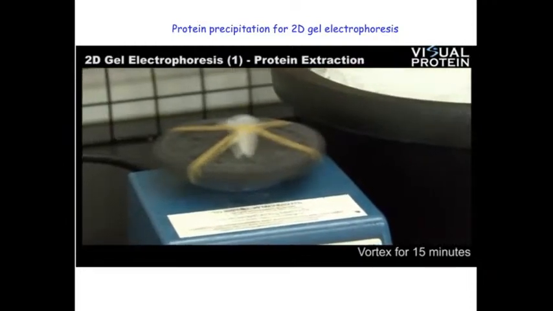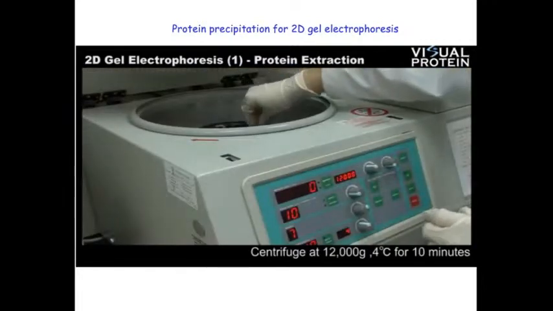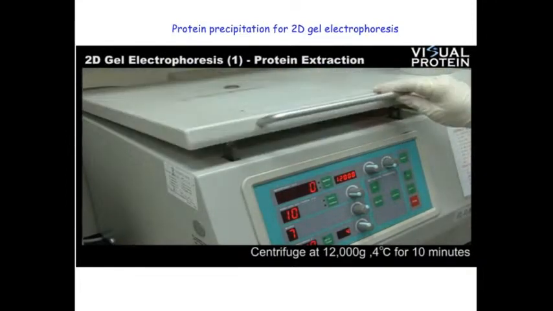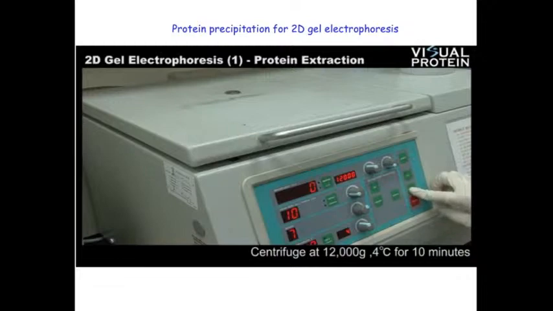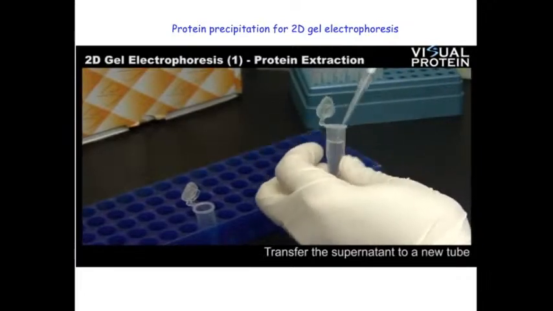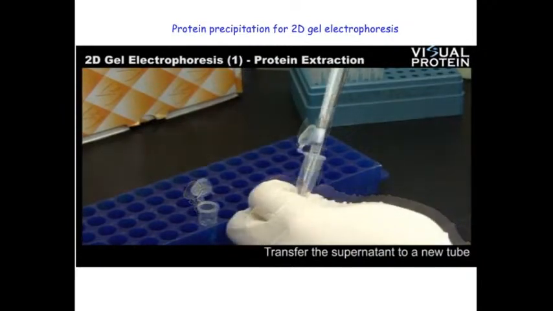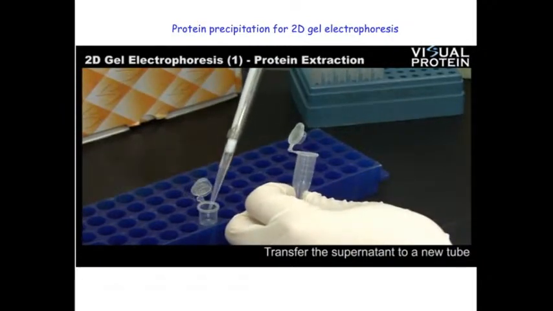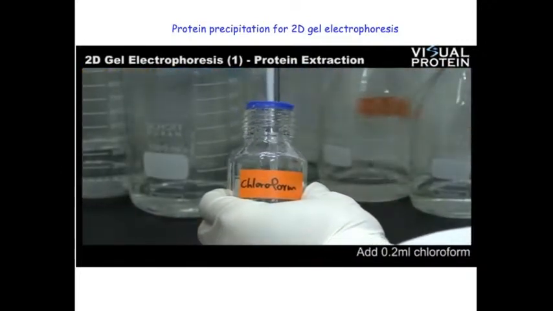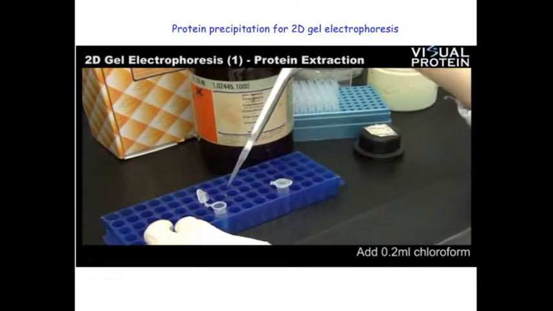So we vortex for 15 minutes. Then centrifuge at 12,000 g at 4 degrees Celsius for 10 minutes. The inside temperature is 4 degrees Celsius, so that's how advanced the centrifuges are. Then transfer the supernatant to a new tube. Take 200 microliters of chloroform and mix it with the supernatant.